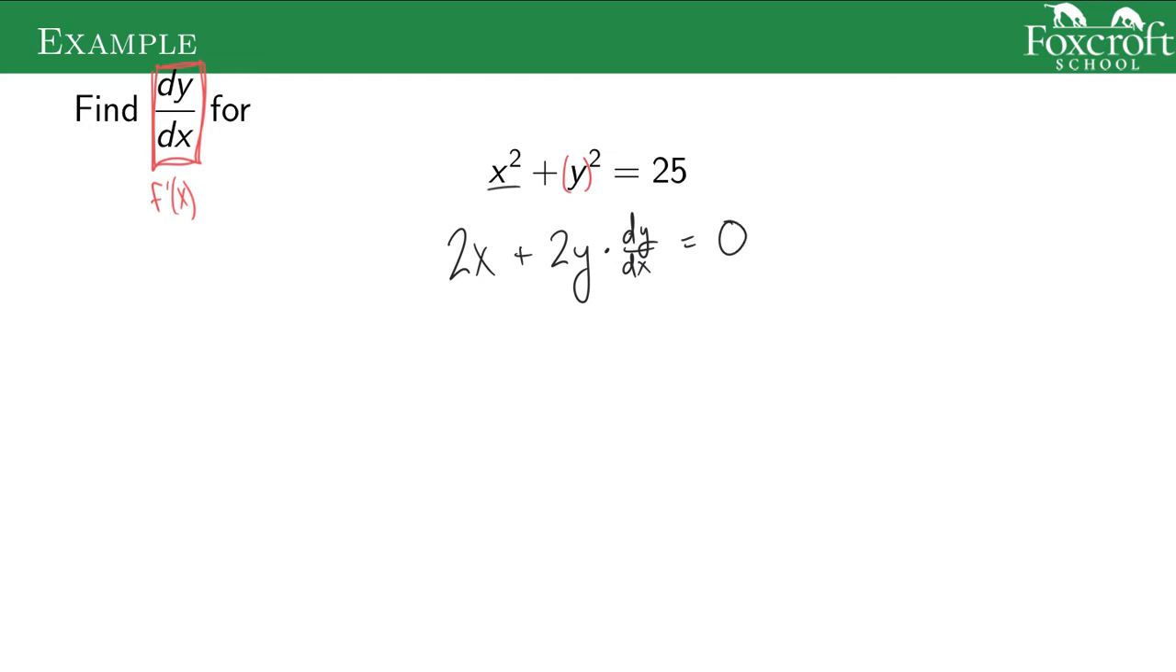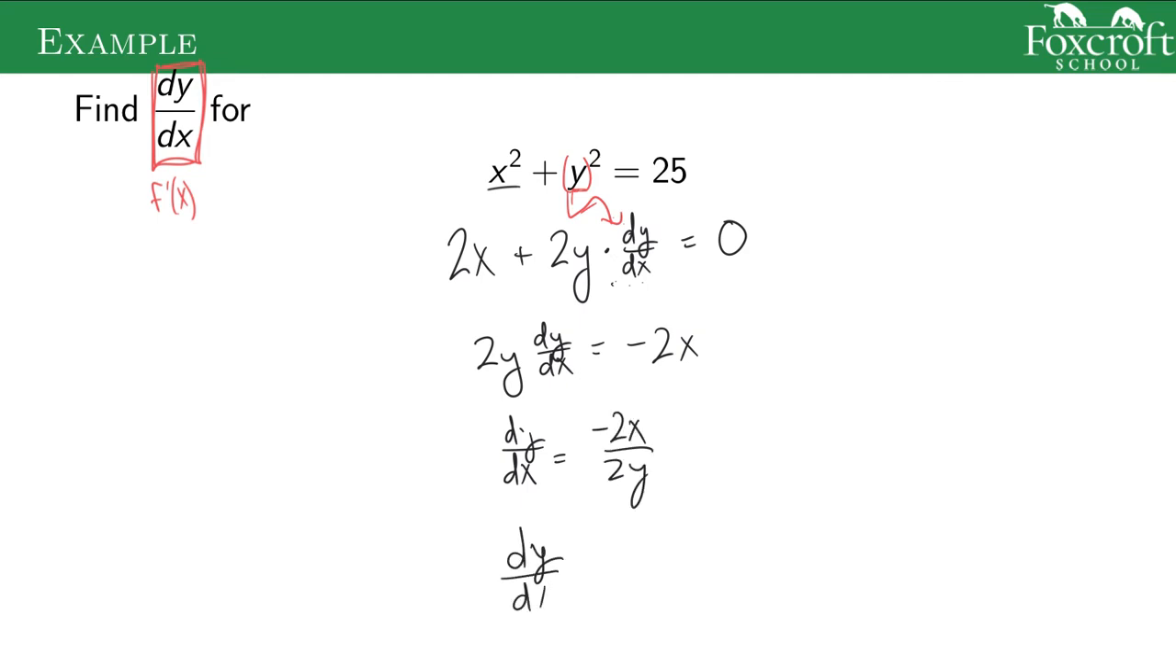This is really the one thing you have to remember when you're doing implicit derivatives: whenever you take the derivative of y, you're going to have to multiply by dy/dx at the end. To get the formula for dy/dx, we just have to do a bit of solving. I can subtract 2x from the other side, and then divide by 2y. Our final answer, with some simplifying, is negative x over y.